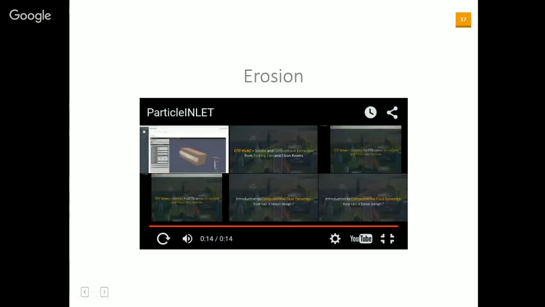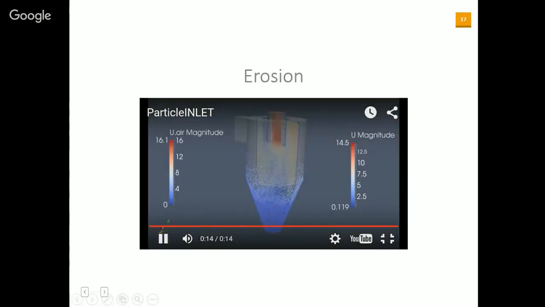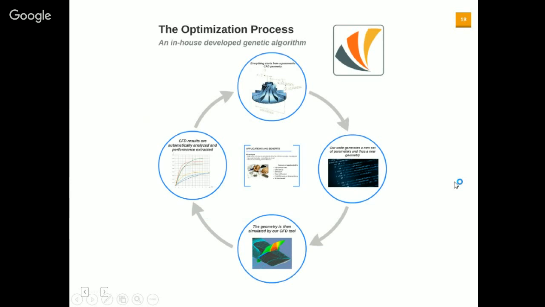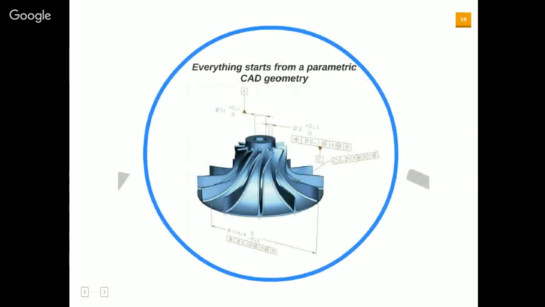Another simulation that can be done, just one second, I'm moving to the next slide. Another process we developed is the optimization process. Everything starts with a parametric CAD in which, by acting on several parameters defined in the CAD phase, such as blade curvature or pump diameters or some others, it is possible to obtain a parametric CAD.